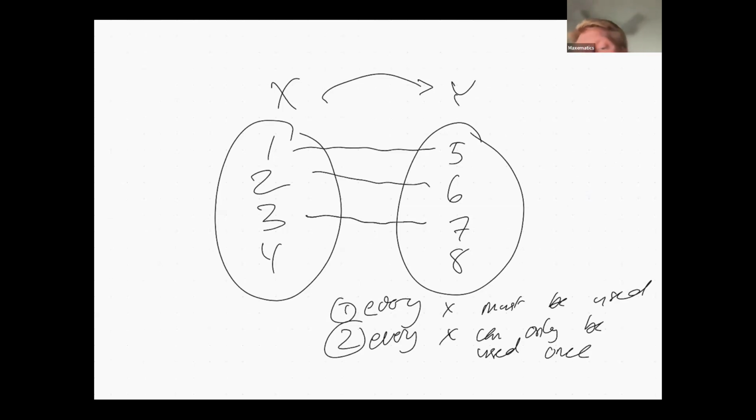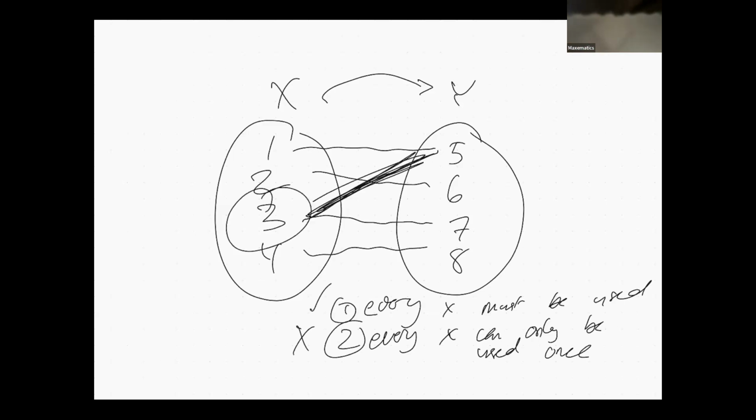Well, let's look. Was every x used? Yeah, 1, 2, 3, 4, 5. 1, 2, 3, 4 were all used. However, not every x was only used once. Look at 3. 3 went to 2 things. It went to 5 and it went to 7. That violates the second rule because at least one x was used more than once. So even if one x does this bad thing, that's all that matters to make it fail.